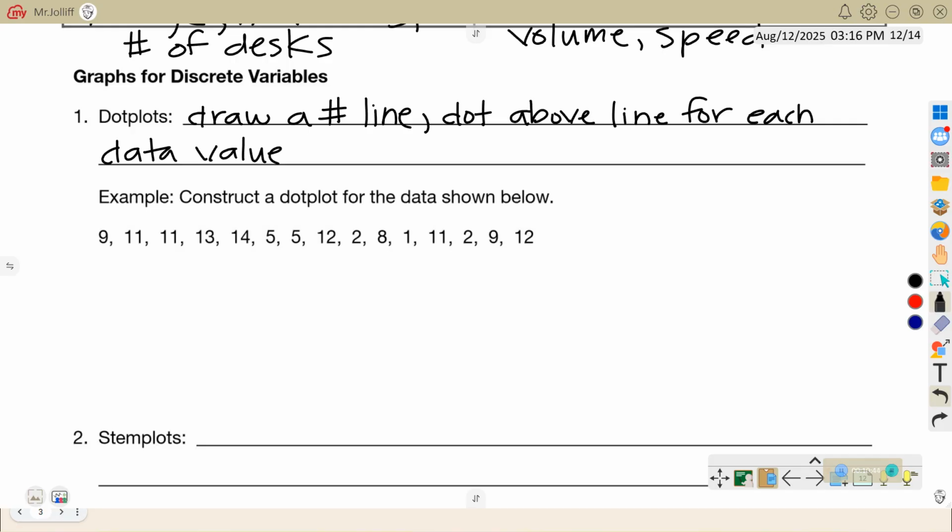If I'm going to make a number line, what do I need to know about my numbers? The range, very good. I need to know how wide it is. Where does it start? Where does it end? Perfect. So we're going to look at the data. I see the smallest number is 1. That's my min. I see my biggest number is 14. That's my max. So I should start counting at 1 and stop counting at 14. I can make it a little bit longer if I want, but I need to have at least 1 and at least 14.